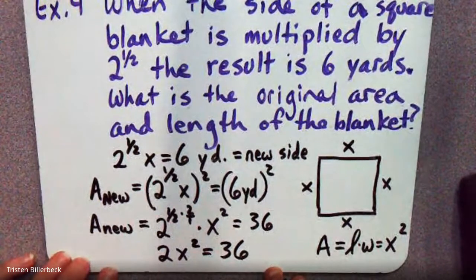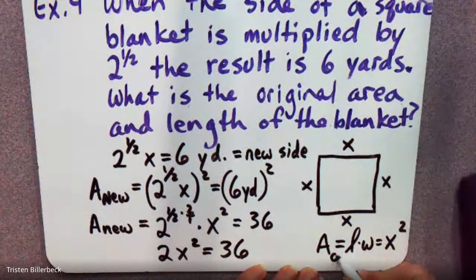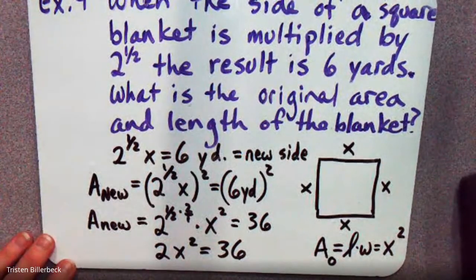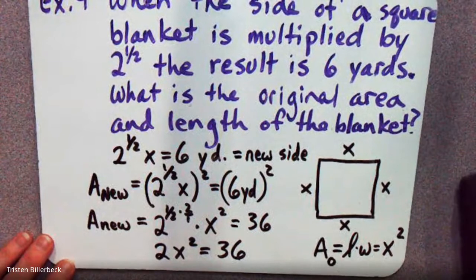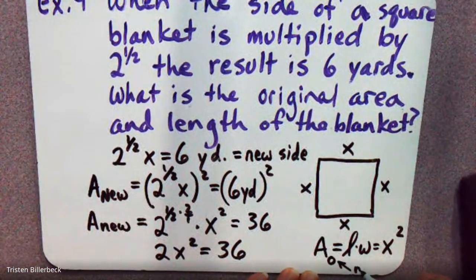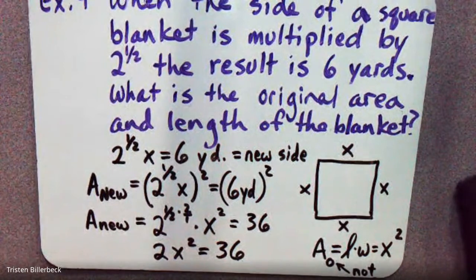Okay, so we're about to find this area old, or A naught. Let's call it A naught. That's usually the original A naught. We pronounce that as not. I'm not sure the spelling, but it sounds like not. Okay, it's an English way of saying 0.